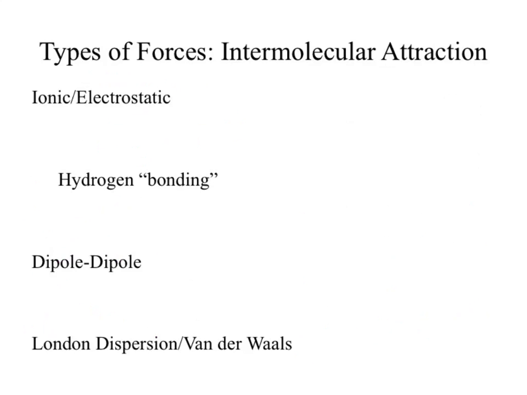We also get our dipole-dipole. So to get our ionic or electrostatic force, we needed to have what type of bond? The bond we had to have was ionic. To get our dipole-dipole force, what type of bond did we need? We needed a polar covalent bond. To get our London dispersion or our Van der Waals forces, what type of bond did we need? Our bond had to be covalent. Or if we want to get super specific, we can call it nonpolar covalent.